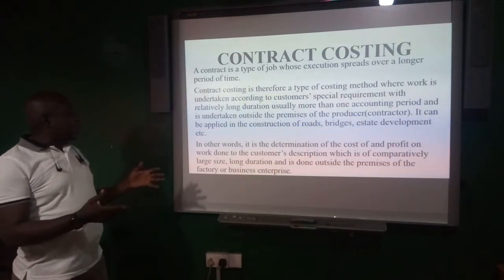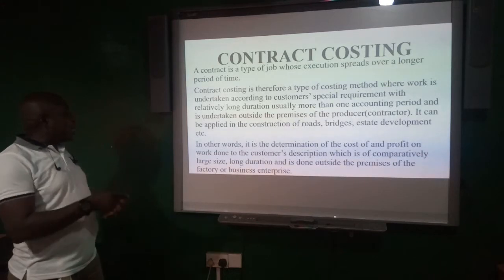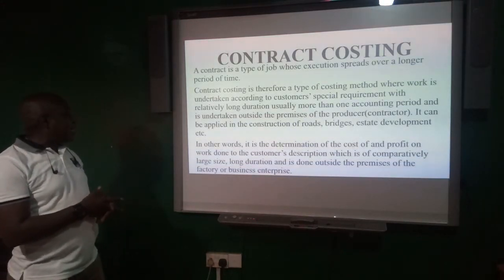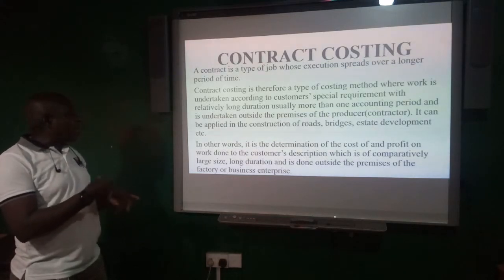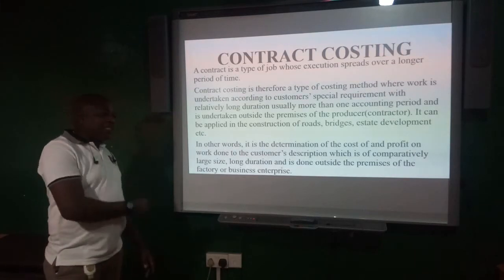In other words, it is the determination of the cost of and profit on work done to the customer's description, which is of comparatively large size, long duration, and is done outside the premises of the factory or the premises of the business enterprise.